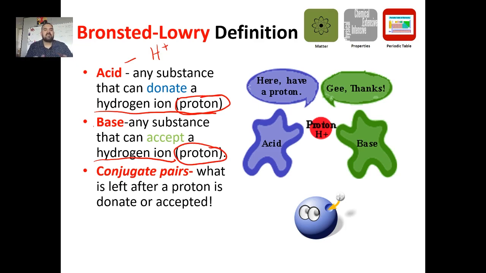The difference in the base definition is Arrhenius said that bases have to have hydroxide. Bronsted and Lowry said they don't have to have hydroxide. They just need to be able to accept the hydrogen.